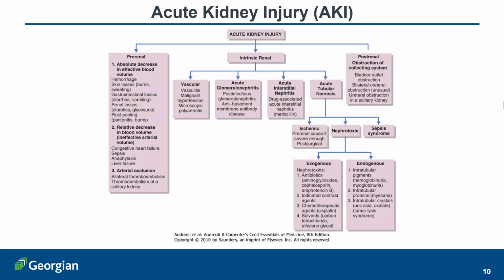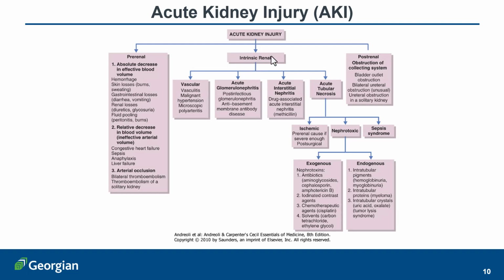Here's a much more detailed flowchart illustrating the pre-renal, renal, and post-renal causes of acute kidney injury. So for pre-renal, just to remind you, it could be due to an absolute decrease in the effective blood volume, for example, hemorrhage, skin losses, GI losses, diuretic use, and burns and peritonitis. That would be third spacing over there. It could even be due to a relative decrease in the effective blood volume due to heart failure, especially right-sided heart failure, sepsis, anaphylaxis, liver cirrhosis.